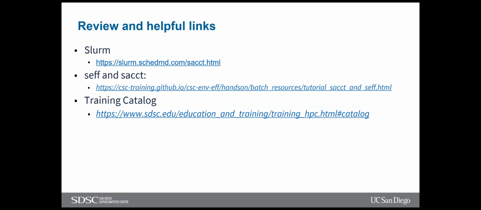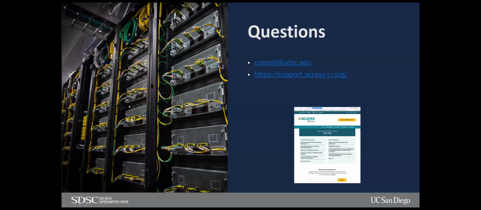And then I just have a couple of helpful links if you want to look more into the Slurm scheduler. Again, Complex provides, I think, an entire hour session on schedulers, specifically if you want to know more about the seff and sacct commands, and then the basic training catalog.